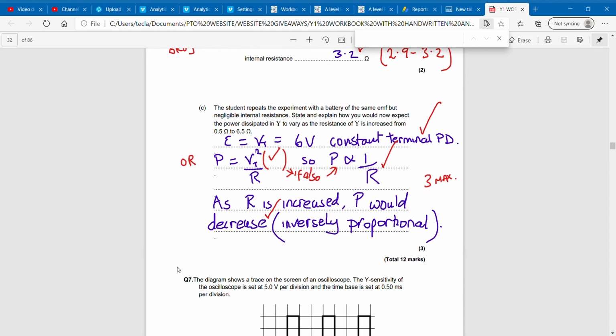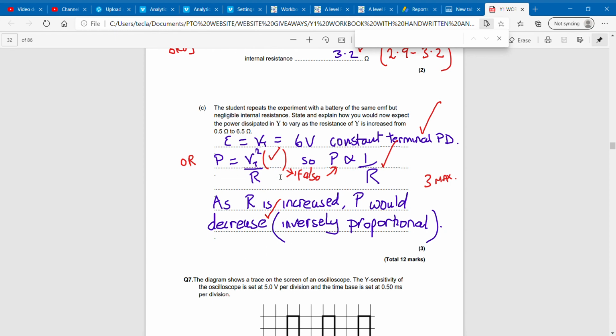So as R is increased, P would decrease, because we know that power is inversely proportional to resistance. So if power is V squared over R, and V is constant, then power is proportional to 1 over R. So if R is increased, then P would decrease. So there's 3 marks here. You can see the red ticks.